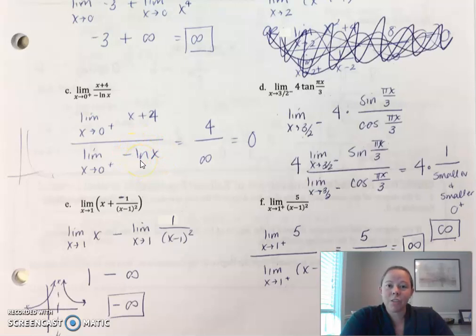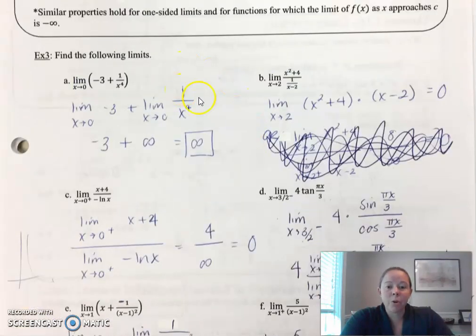Okay, so let's see who paid attention in Algebra 2. So natural log of x, that graph looks like this. So the negative in front of it is going to reflect it. So we're looking at a graph that looks like this. So if we're approaching 0 from the right, where are we going off to? The graph looks like this. We're going off to positive infinity. So I know that this is positive infinity. A number over infinity is 0. And notice a number over numbers getting smaller and smaller and smaller is infinity. So you'll need to know that.